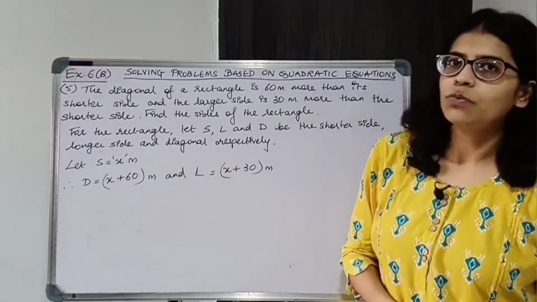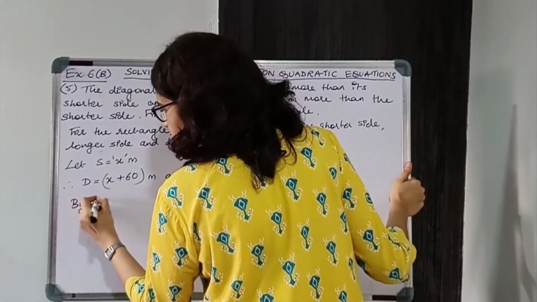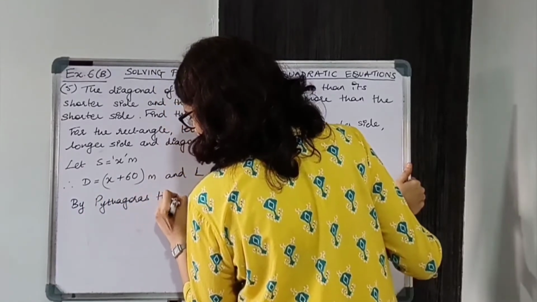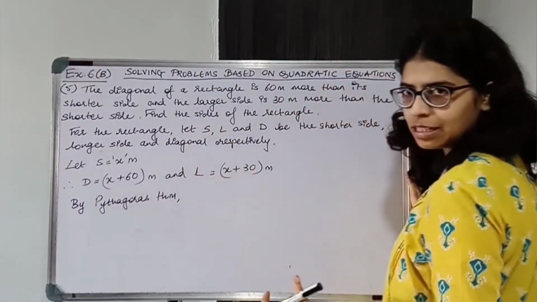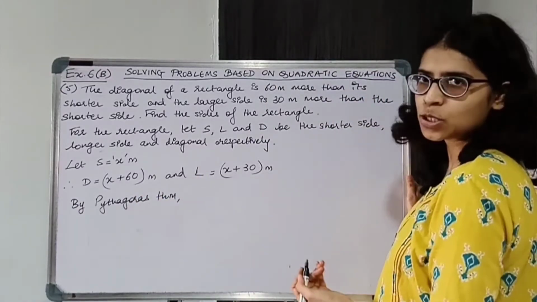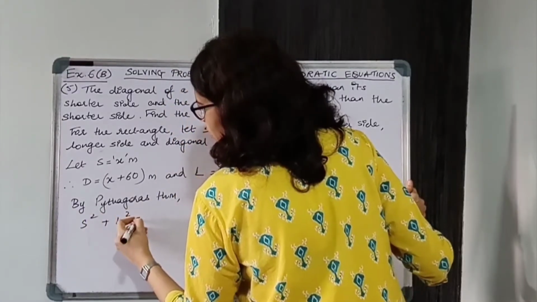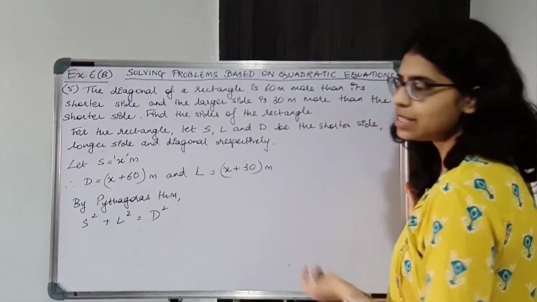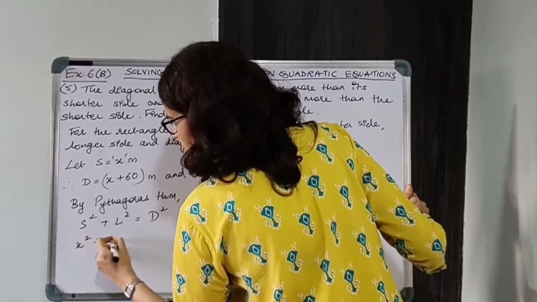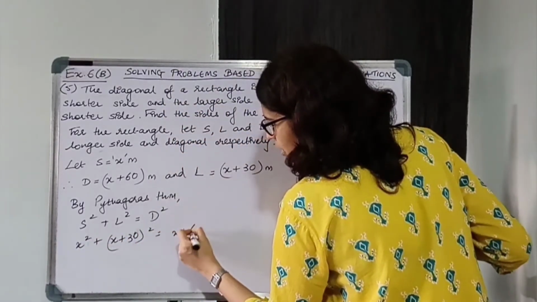So now we'll apply Pythagoras theorem. Okay. So by Pythagoras theorem, now had you not written S, L and D, you would have to write shorter side square plus longer side square is equal to diagonal squared. Okay, so instead of that you can directly write S square plus L square is equal to D square. Right, easy हो जाता है, पूरा words नहीं लिखना पड़ेगा. So x square plus x plus 30 the whole square is equal to x plus 60 the whole square.